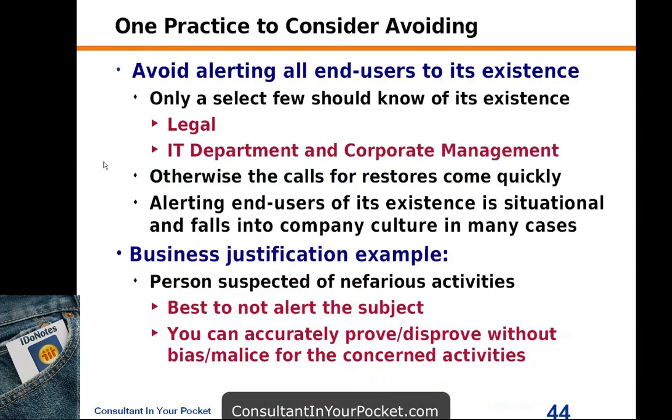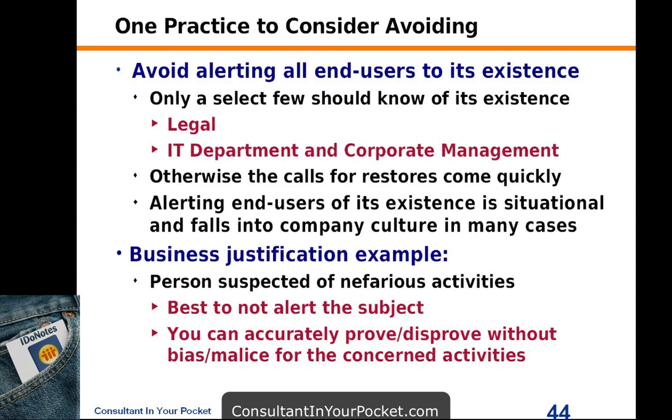There we go. Now, this is another practice to consider avoiding. Avoid alerting all end users to the existence of the journal. So only a select few, in my opinion, should know of its existence, generally the legal and IT departments and corporate management. Otherwise, the calls for restores will come quickly once they know they have that. Oh, you don't have to go to backup. That takes too long. You just get it out of the journal, and then you have to defend all those, and then you have to create extra policy and so forth. Alerting end users of this existence also is situational, but I understand that company culture overrides any one opinion of a consultant or even team members, so you have to tread lightly here.